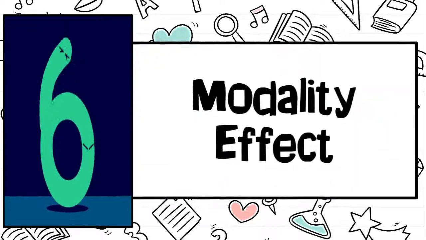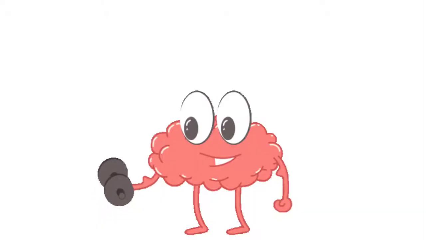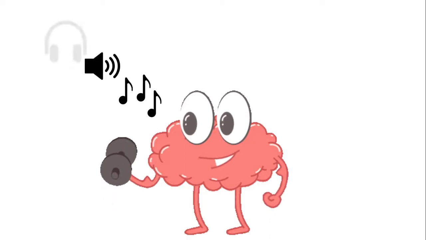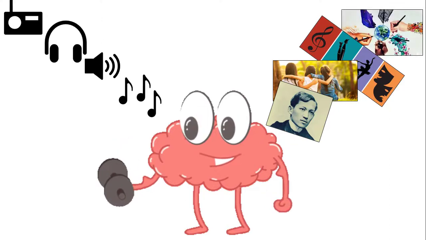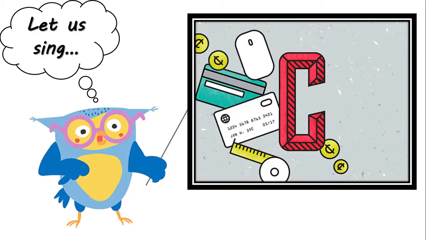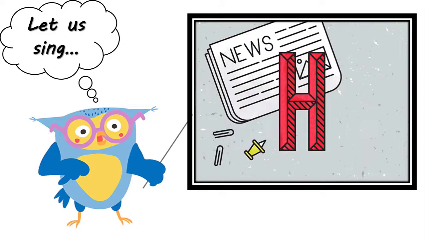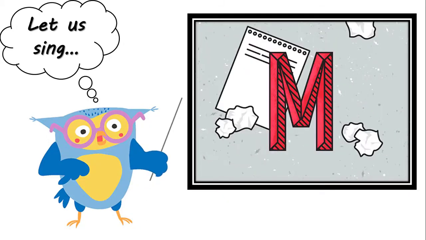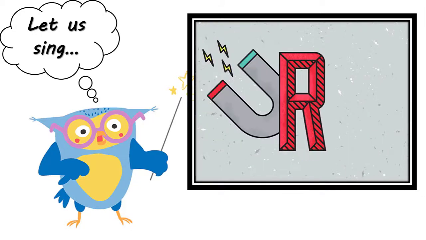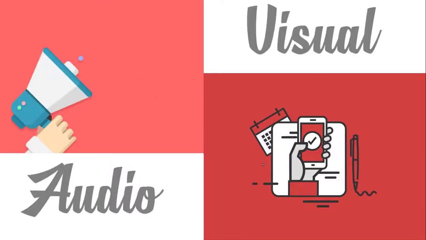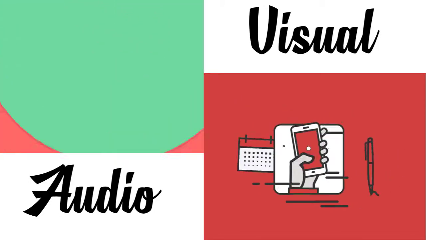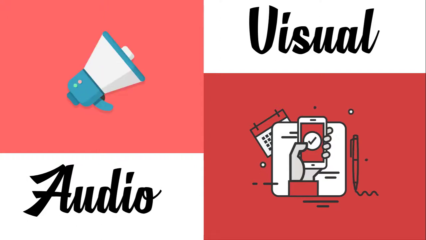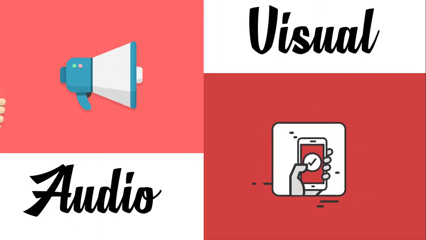Number 6, the modality effect. Our working memories have 2 separate channels, one for dealing with auditory information and another for dealing with visual information. By spreading the delivery of information across both of these channels at once, teachers can manage cognitive load and make it easier for students to learn the information. This can be done by communicating information using both images and sound. This strategy increases the capacity of students' working memories, creating more mental space for learning.